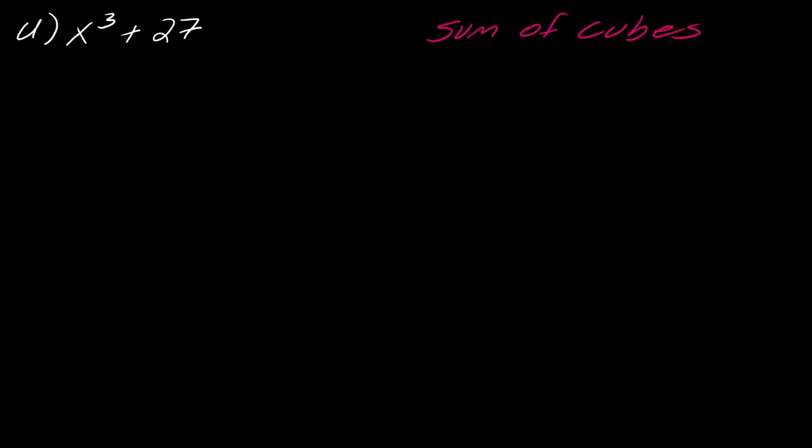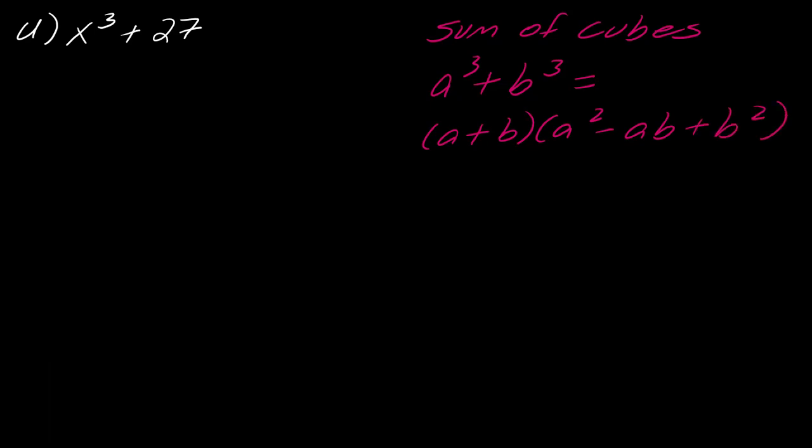The sum of cubes formula looks like this. If I have a cubed plus b cubed, then the way that this gets factored is a plus b times a squared minus ab plus b squared. So I use this formula to help me factor this whole thing. So in looking at this now, I have to line up how this aligns with this formula.